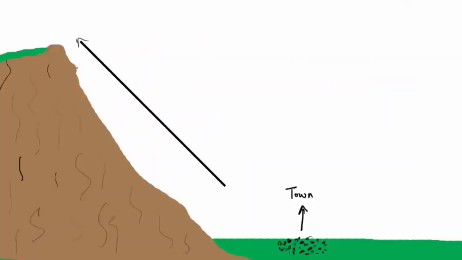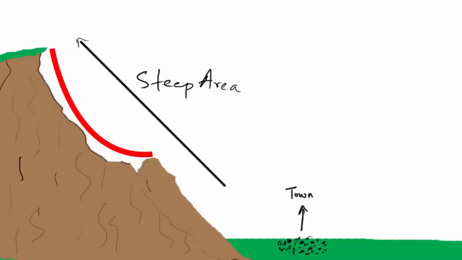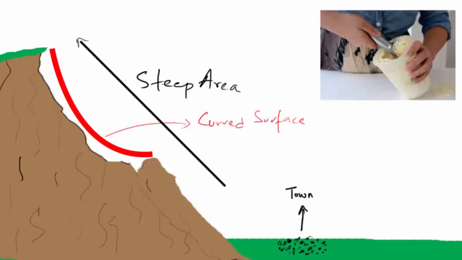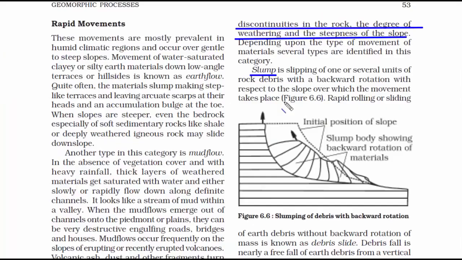What happens in this is, you see this piece of landform or mountain. This is the steep area. From here, when the earth material, that is soil and rock debris, breaks and slides downwards, this creates a curved surface. It's as if a scoop of mud has been taken. In a slump, this portion of the mountain moves only a short distance. If you look at this figure, you can see the initial position of the slope of this mountain, and after the occurrence of slump, there is a curved surface and the earth material doesn't go very far.